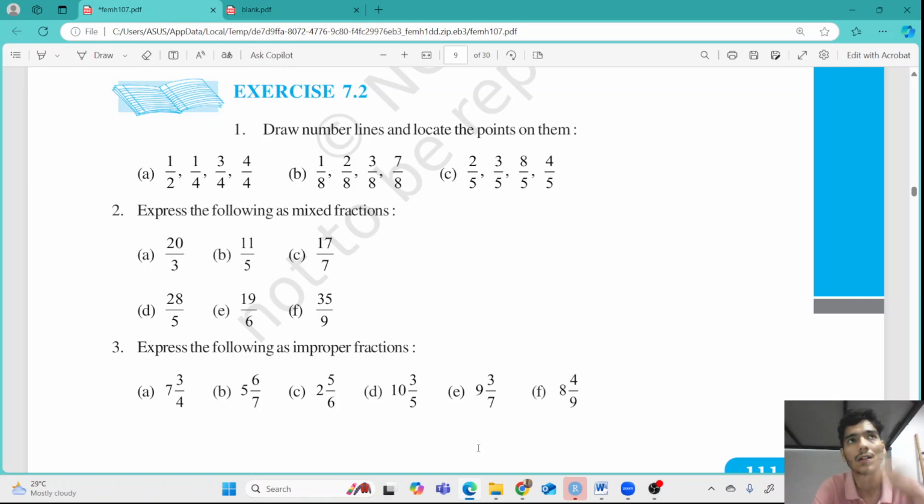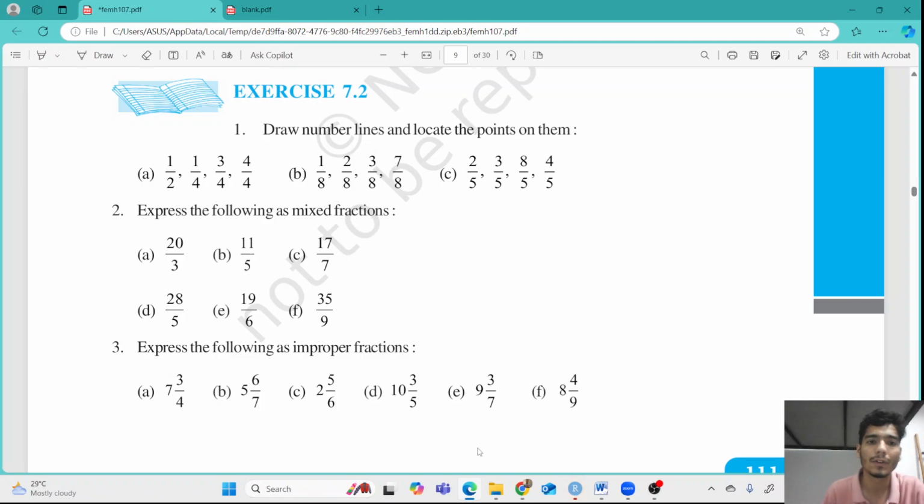हमने कल, like last वाली वीडियो में, proper fractions, improper fractions, mixed fractions क्या होते हैं, how to convert them, वो चीज़ पढ़ा था. And today we are going to solve the exercise 7.2, कि हम इसको, what are the questions given, हम उसको कैसे solve out कर सकते हैं.